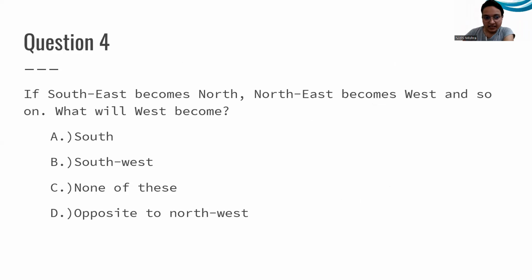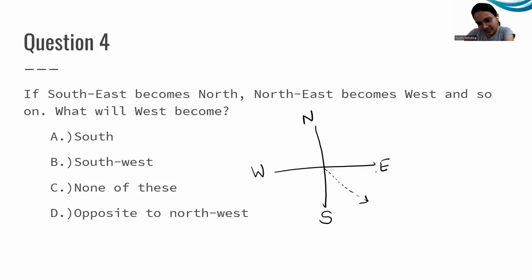Now, let's see. If southeast becomes north, let's see. North and south are opposite. North, south, east, west. Okay. Which is southeast? This one. If southeast becomes north, this is southeast, and this southeast becomes north. What is opposite to north? South. So this will be south.